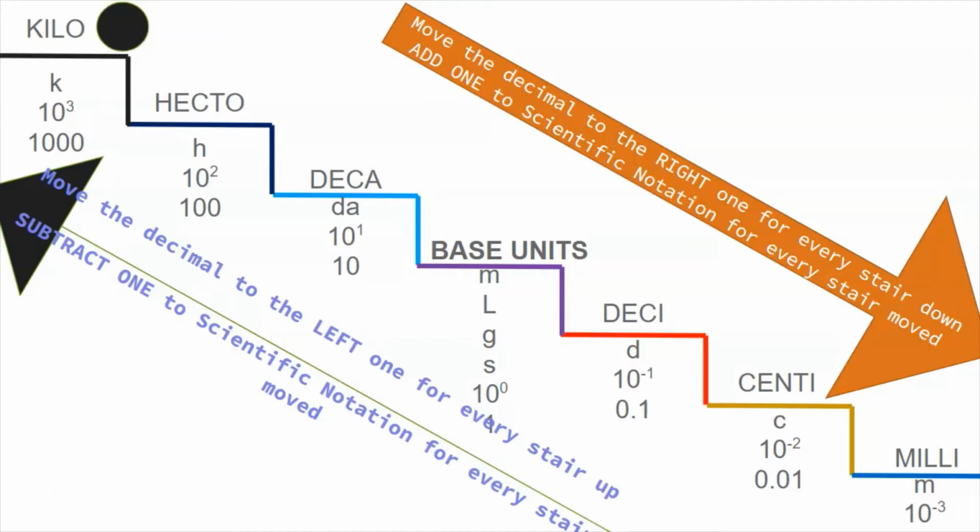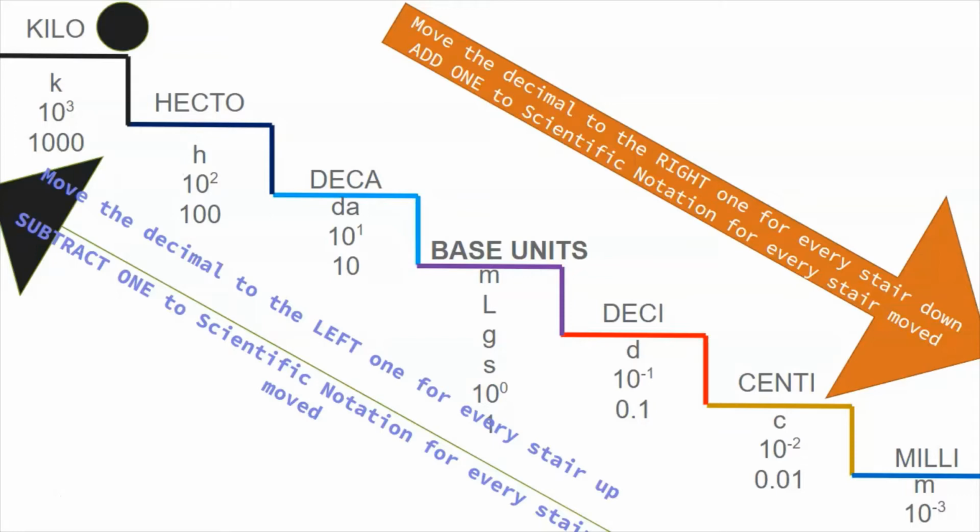If you're going down the staircase, as in from kilo to hecto to deca to the base units, for every stair you move down, you move the decimal 1 to the right, or you add 1 to scientific notation for every stair you move down. If you're going up the staircase from milli to centi to deci, you move the decimal 1 to the left for every stair you move up, or you subtract 1 from the scientific notation for every stair moved up. But what does this actually look like?